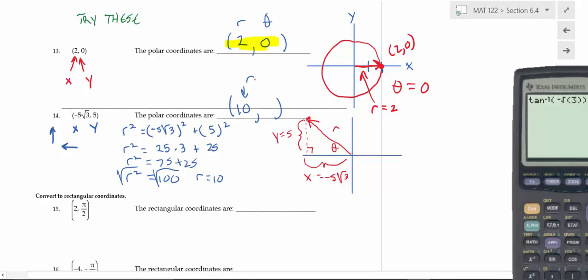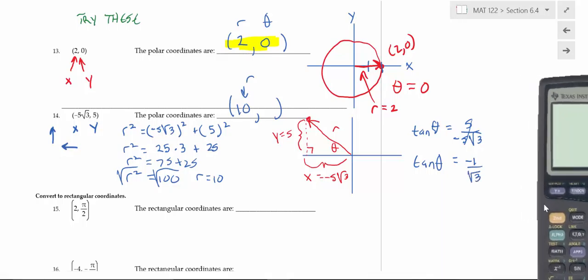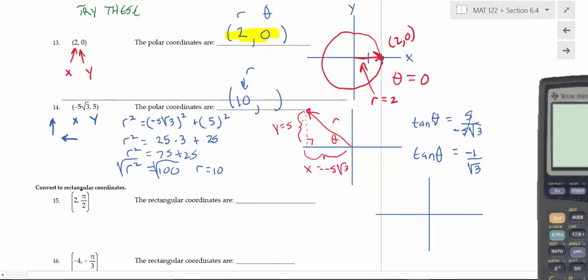Now there are two ways to do this triangle right here to find theta. One way is the tangent of theta, by definition, is y over x. So that would be 5 over negative 5 root 3. This is going to go to the unit circle. So tangent theta really equals negative 1 over square root of 3. Now, if you look at this on a unit circle, you can figure it out. Since it's got a square root of 3 in it, it's got to be one of two places, and you can figure it out this way if you want to.